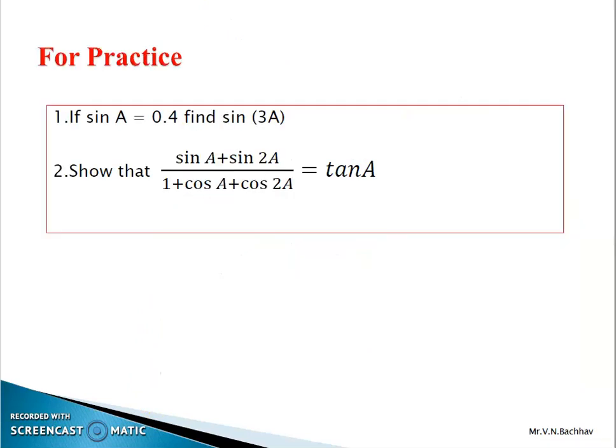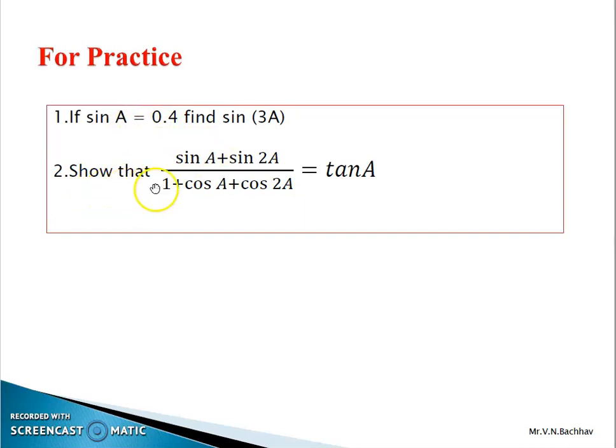For more practice, try to simplify these two examples. Sin A is equal to 0.4, find sin of 3A. Here we use the formula of multiple angle, sin of 3A is equal to 3 sin A minus 4 sin cube A. Only we replace here the value of sin A, 0.4, and calculate it.